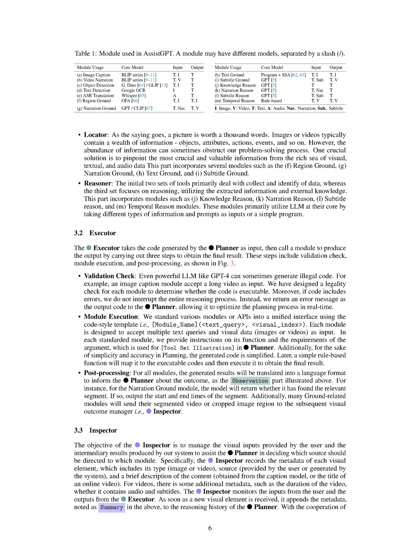Section Summary. The inspector manages visual inputs from the user and the system to assist the planner in deciding which source should be directed to which module. It records metadata of each visual element, including type, source, and content description, and monitors inputs and outputs to append metadata to the reasoning history of the planner. With the cooperation of the planner, executor, and inspector, the system can generate answers to difficult queries with complex visual inputs.